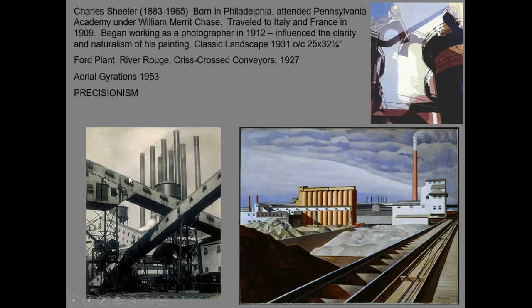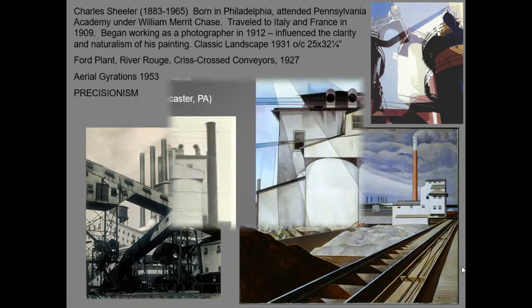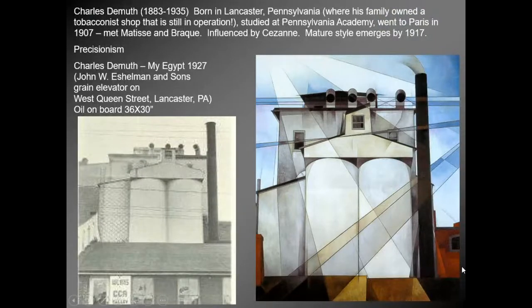Charles Sheeler was equally gifted as a photographer and as a painter, and the other artist who's known for this style is Charles Demuth, and I wanted you to see a photograph of the source. Now, this was not made as a piece of art. This is a reference to the building that he's painting here. And you can see he's really strengthened and emphasized the lines, cleaned everything up. That's the heart of precisionism.